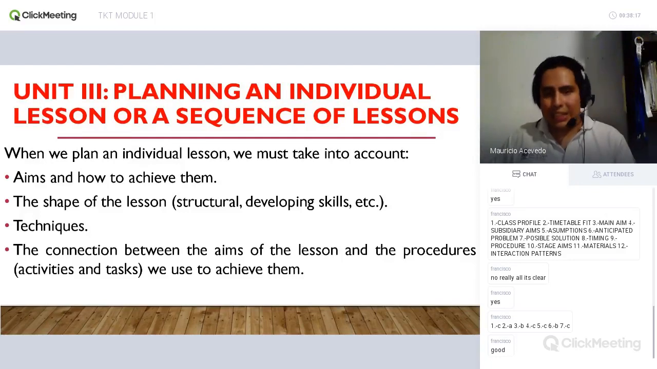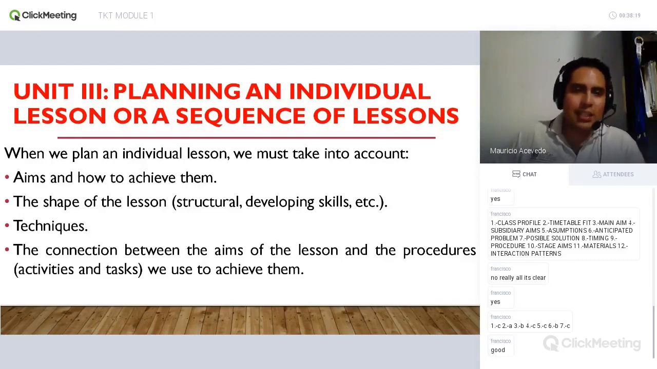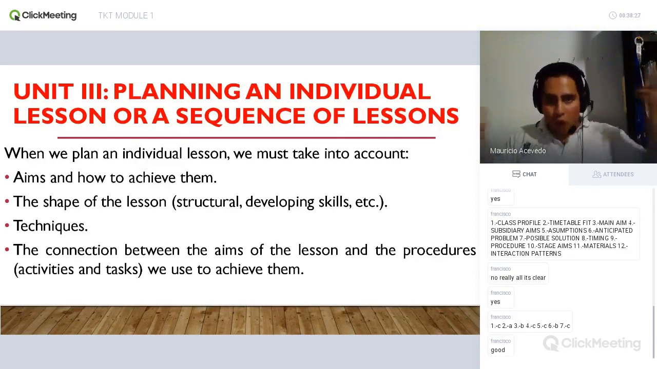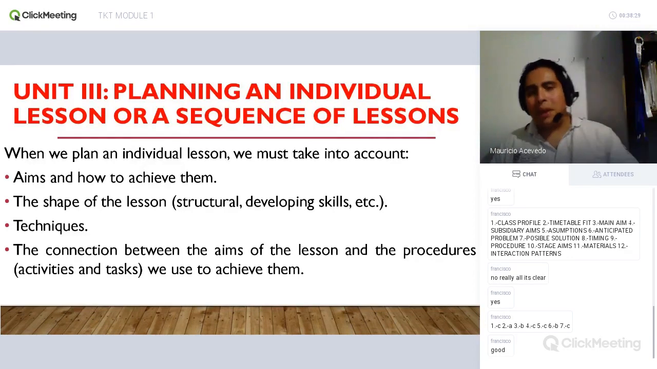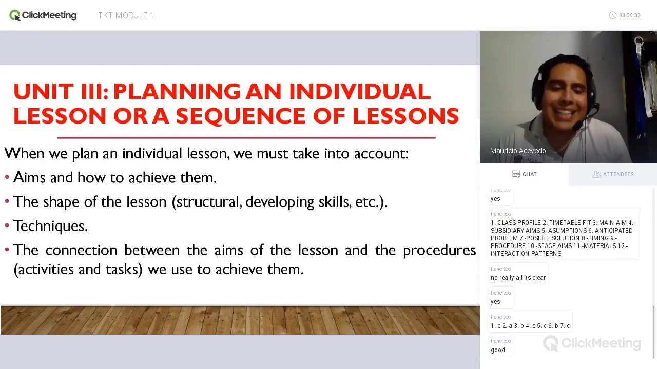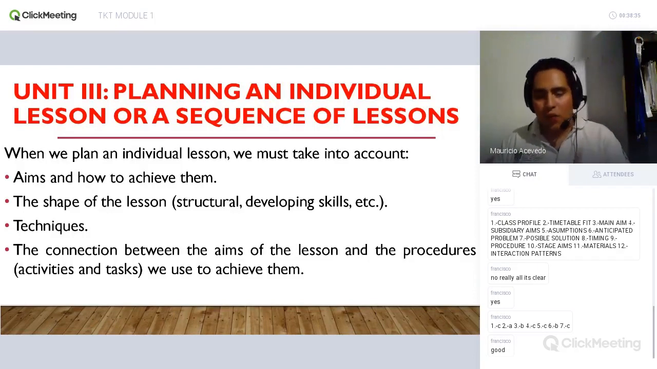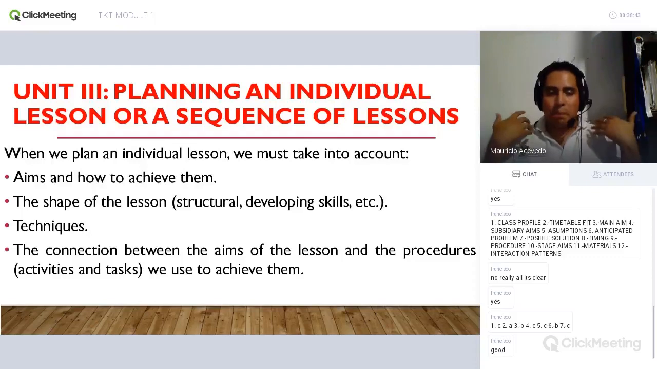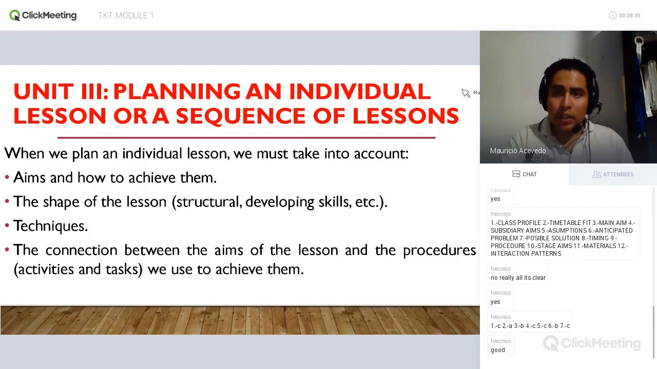But you will see that it is. As the name says, planning an individual lesson is just for one class. So you look at one class, you focus on that class, and then maybe you continue, but with a different topic. So you don't have an exact sequence of topics, right? So they are not totally related, let's say, because they are individual, they are like personal classes, okay?